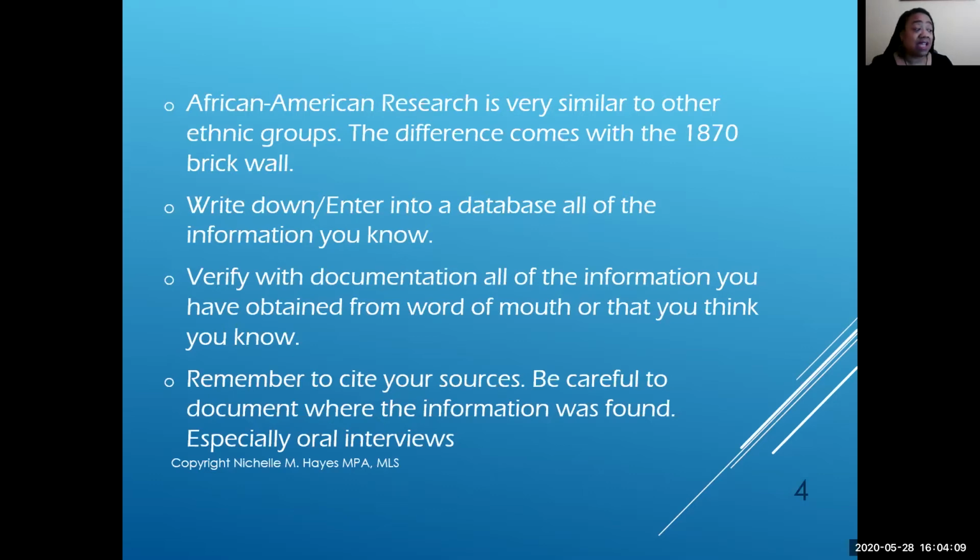Be careful to document where the information was found, especially oral interviews. So if you found something in an archive, or if you went to the Allen County Genealogy Center, then you would document that. That way, if you need to go back and double check your work, or if someone else is trying to check your work, then they would be able to do that.